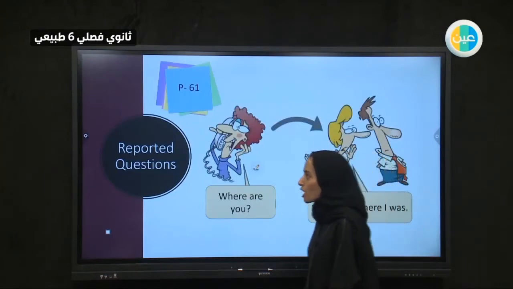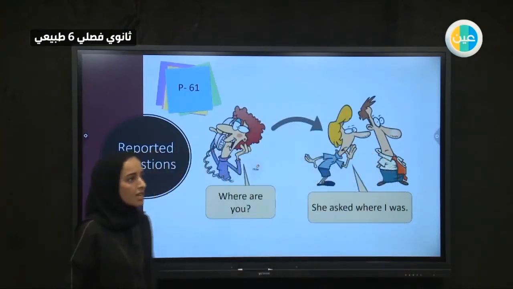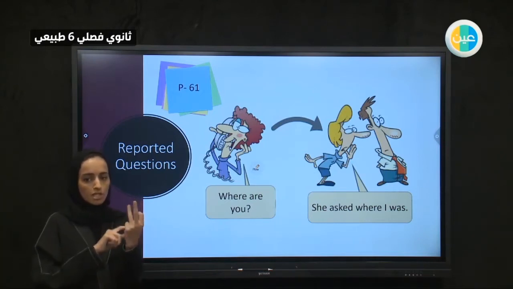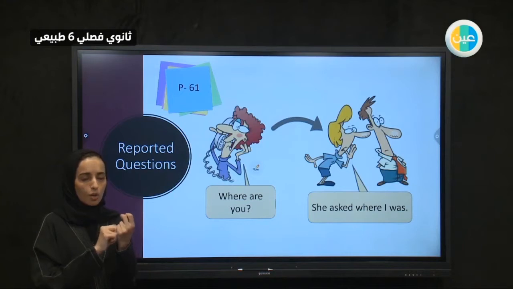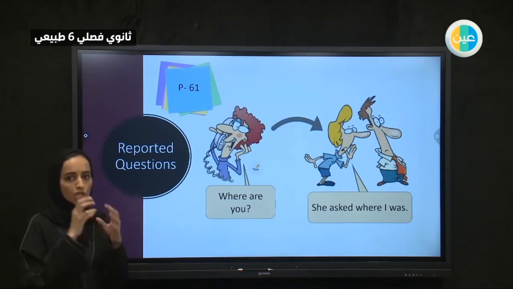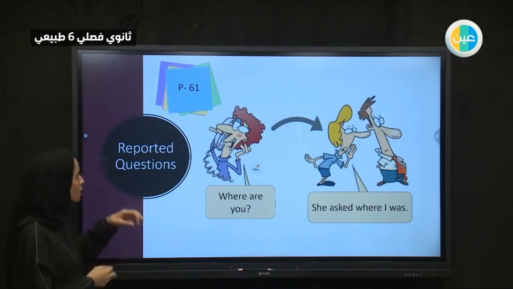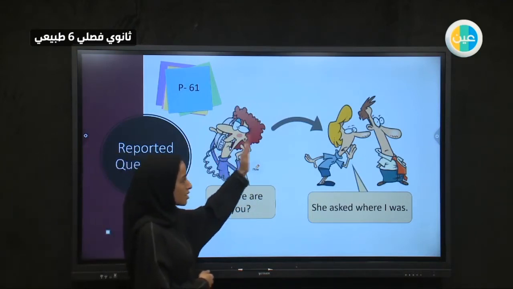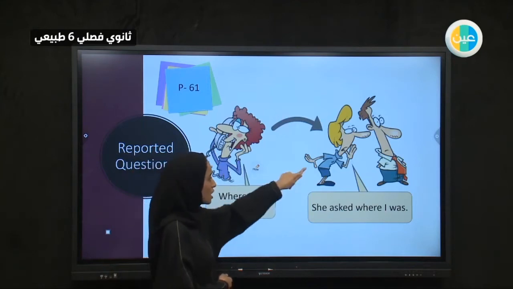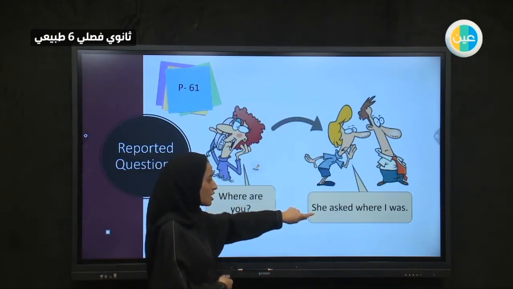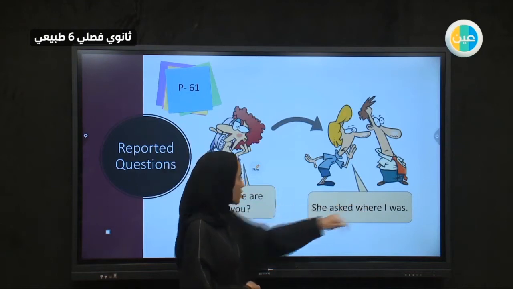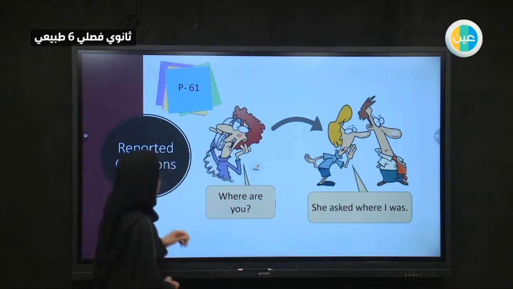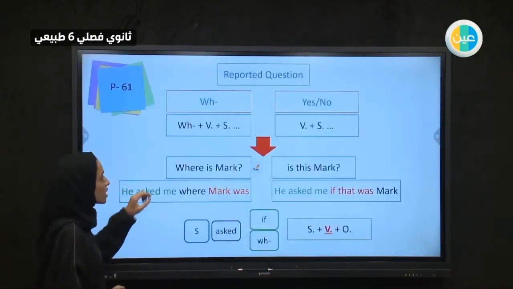Then we will move to the idea of reporting questions, which is the last type of reporting. So we have got how to report a sentence, how to report a command, and how to report a question. Here we have one extra step. Like, where are you, and in another situation it is going to be reported. She overheard that. She asked where I was. You can notice here the present and the past there. So let's continue.